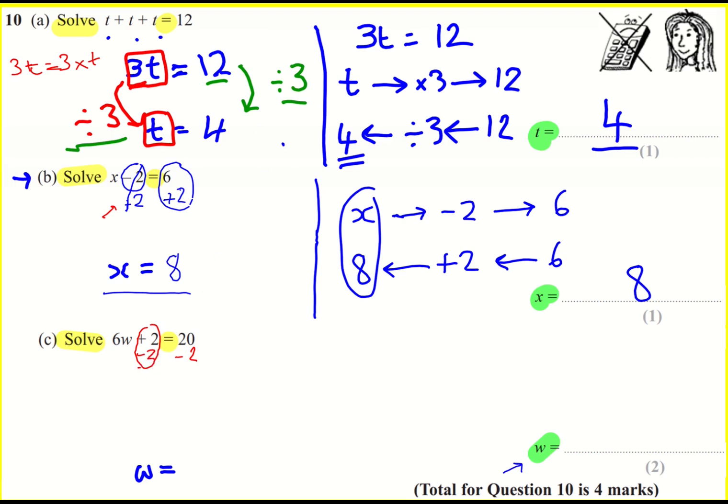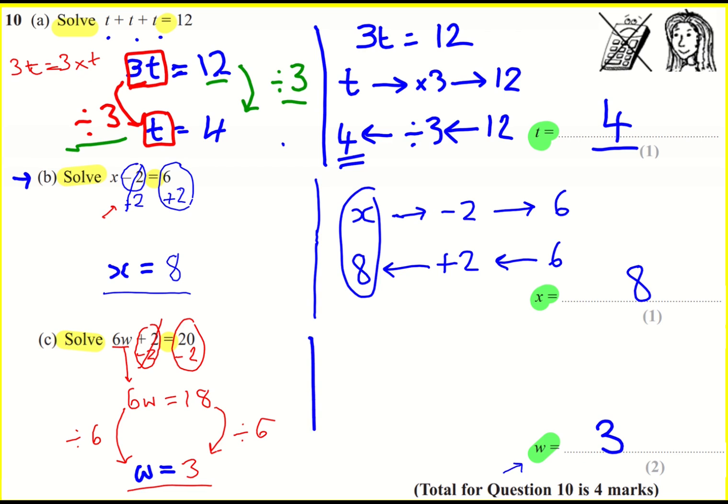So that's now dealt with. And this gives me 18. And then if that's gone, this just drops down. So 6w equals 18. Now, what's in the way of w being on its own? The 6, and 6w means 6 times w, so to undo that, I'm going to divide by 6. And whatever I do to that side, I must do to this side, which is why we get the answer 3. So w equals 3.